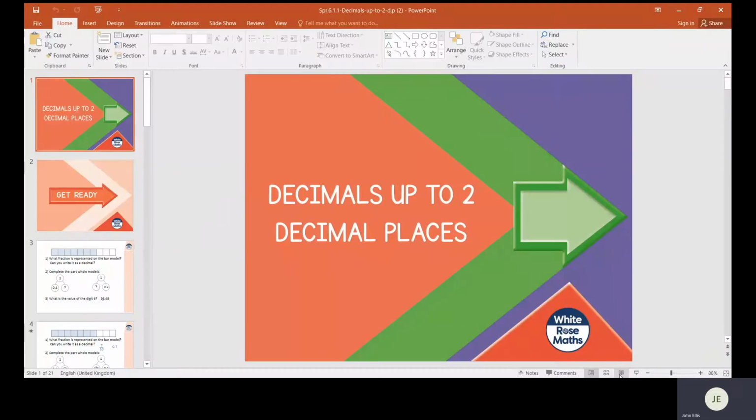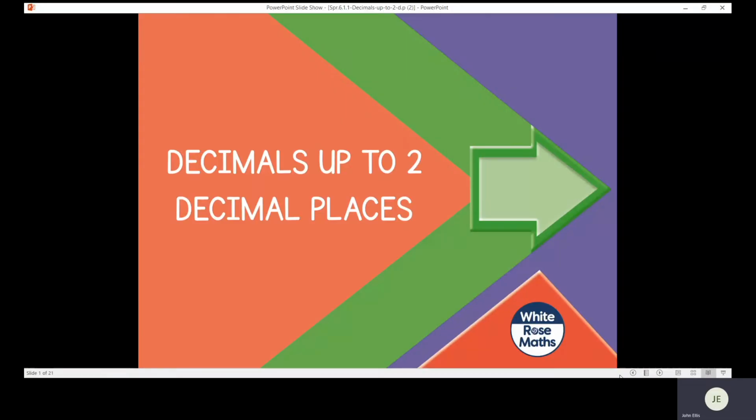You should, if this is working, and I believe it is, see a screen that says decimals up to 2 places. That's what we're going to do. We're going to be looking at numbers that go up to 2 decimal places. Its most simple form is any number that has 2 digits after the decimal place. For example, 1.75, 10.22, 3.87. Okay, these are all 2 decimal places.